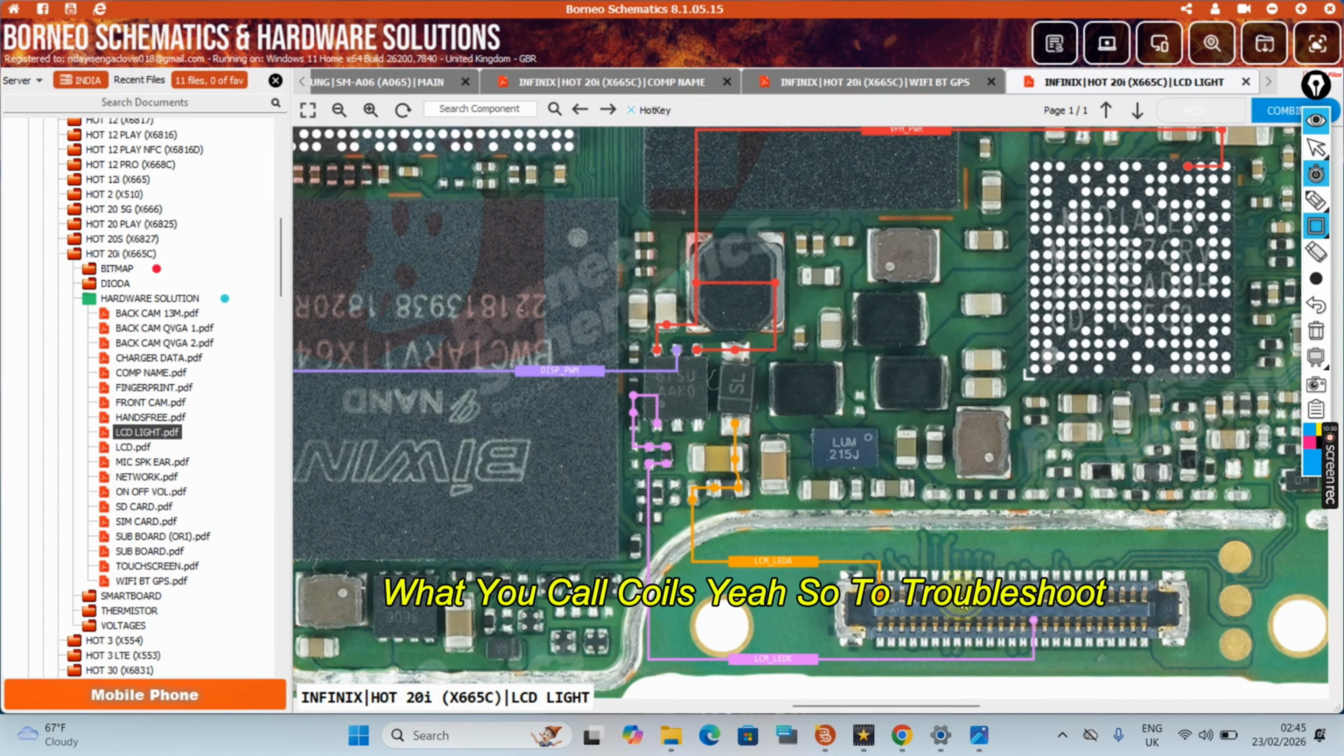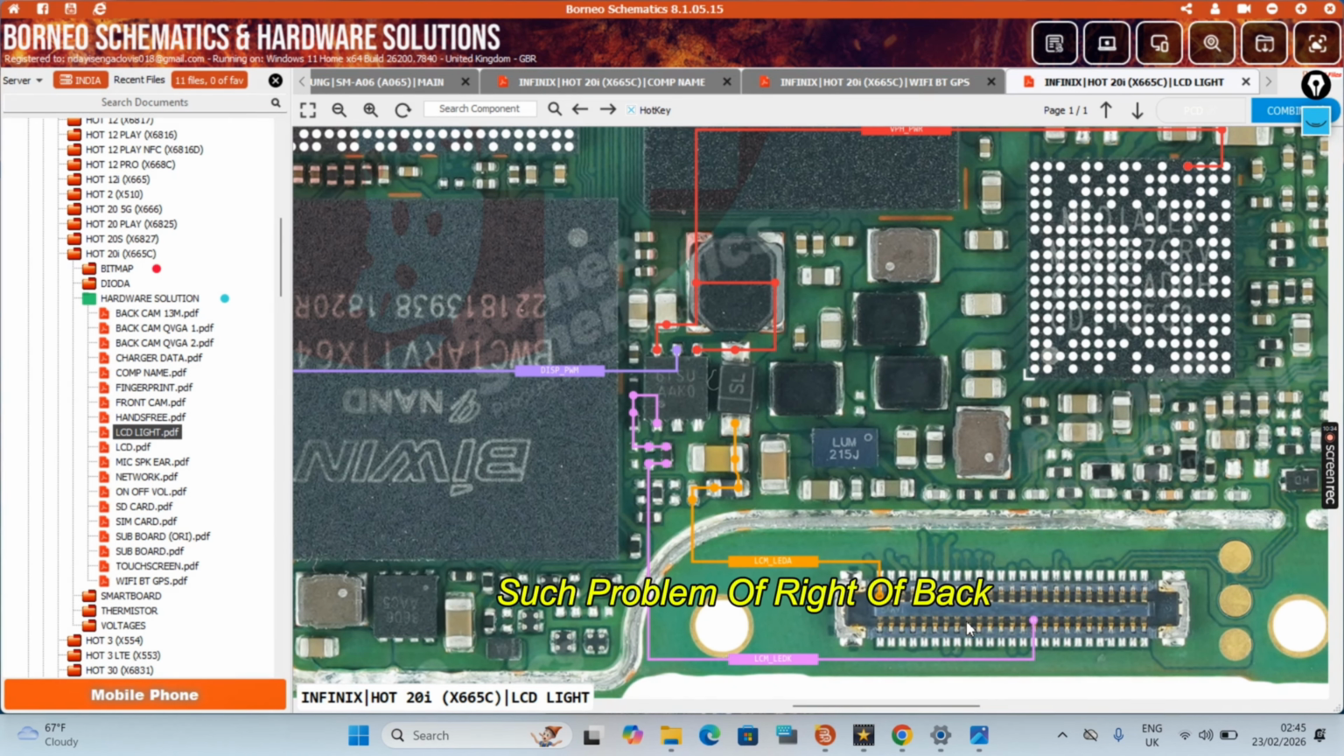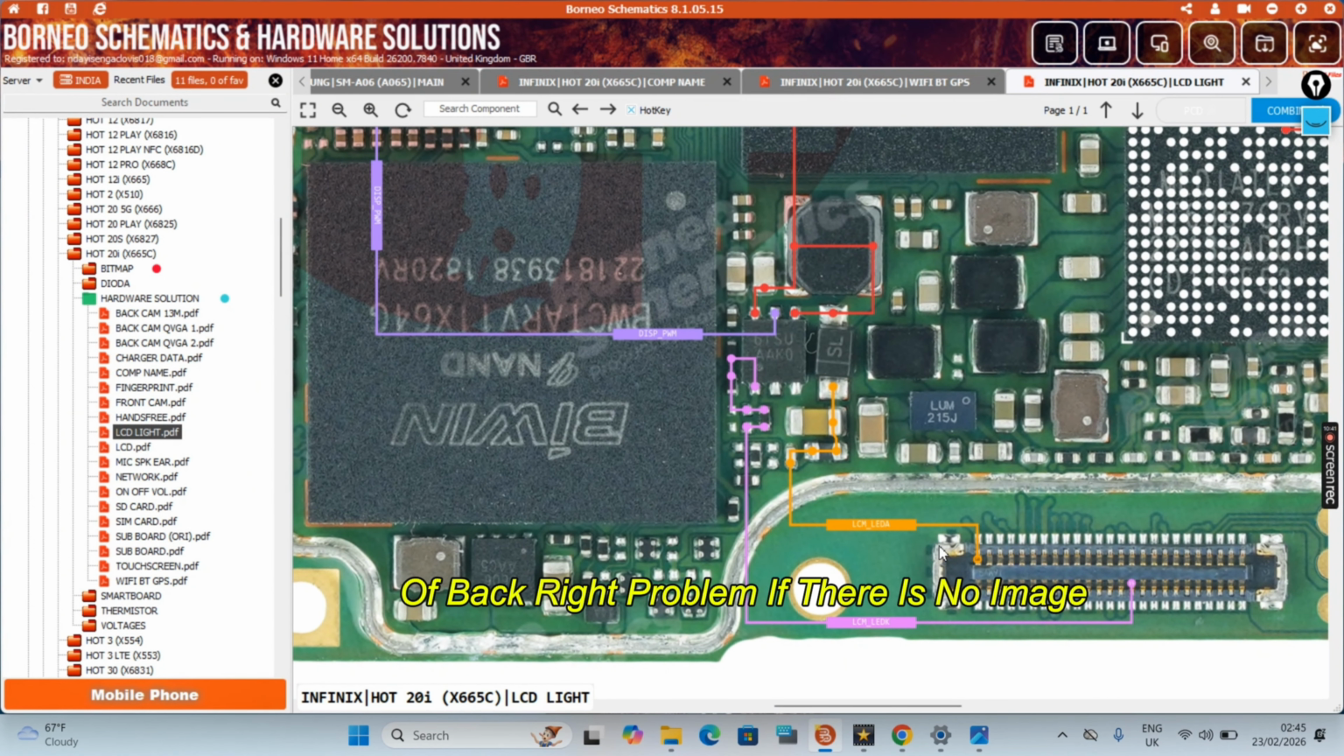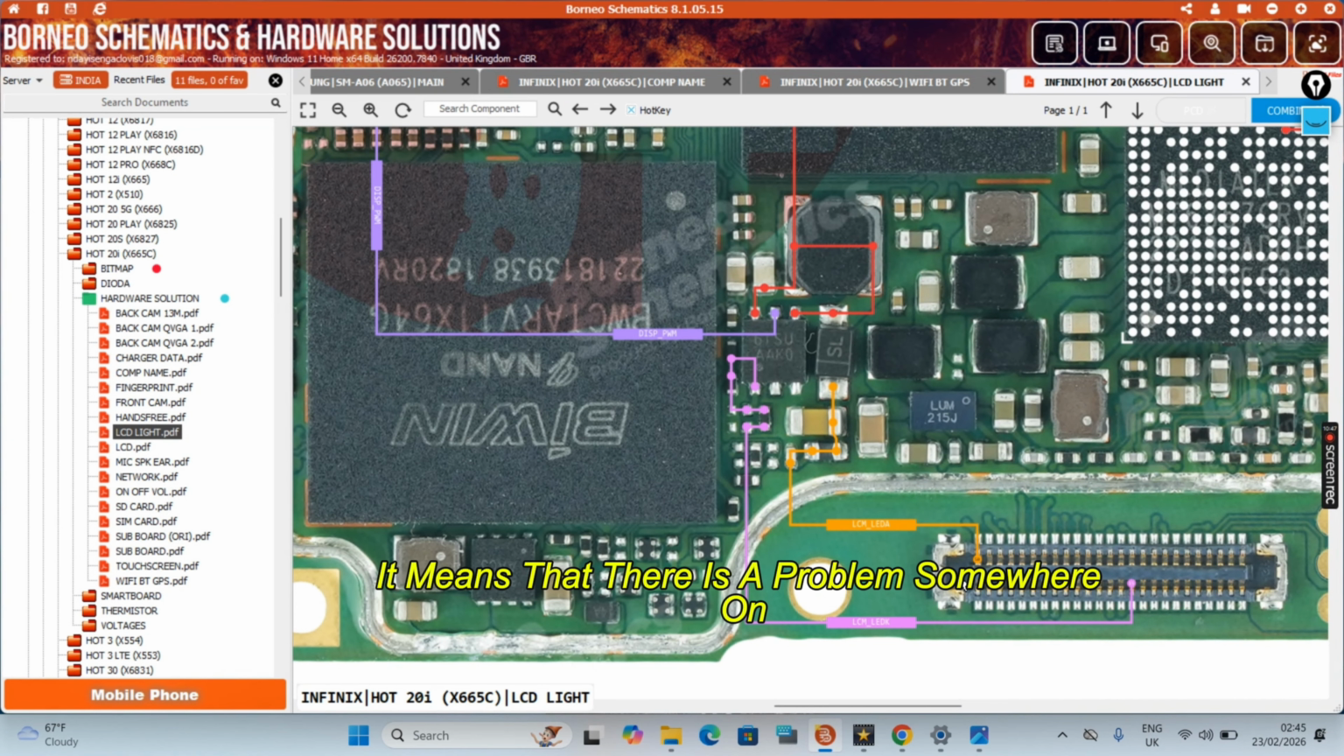So to troubleshoot such a problem of backlight IC, or backlight problem, if there is no image, there is no light on your screen, it means that there is a problem somewhere in this section.